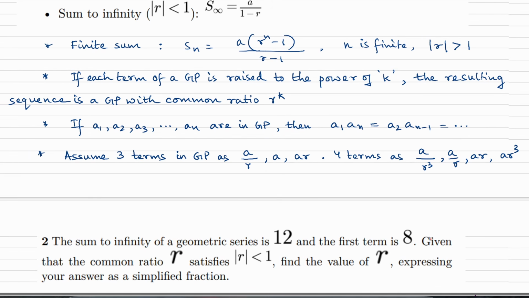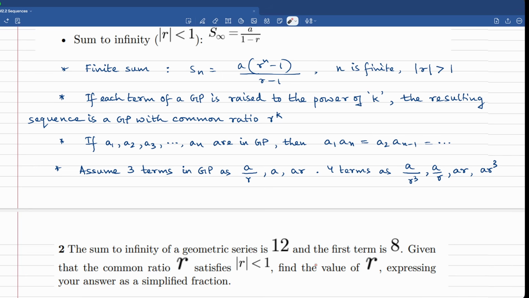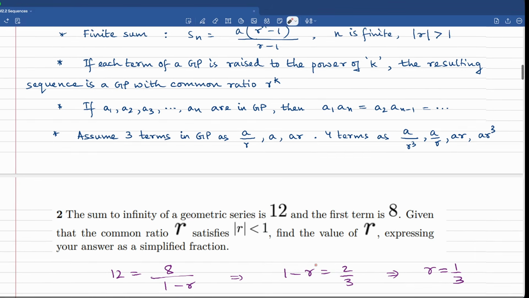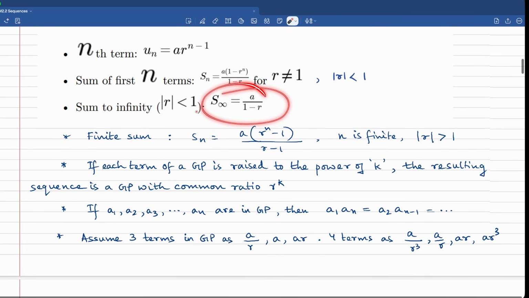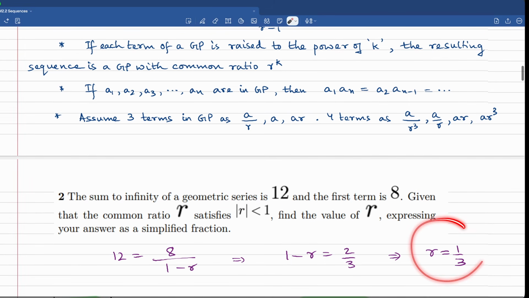Alright, try this sum. The sum to infinity of a geometric series is 12 and the first term is 8. Given that the common ratio r satisfies |r| less than 1, find the value of r expressing your answer as a simplified fraction. I hope you tried this problem. It was quite easy. Basically, 12 is given as 8/(1 - r). We used this formula. Right? Plug in the values, you will get r is equal to 1/3.